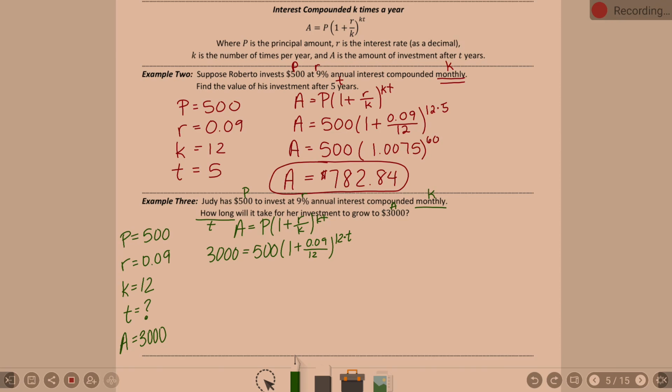Let's do a little bit of cleanup before we discuss how we're going to proceed. So 3,000 equals 500 times 1 plus that 0.09 divided by 12, which is 1.0075, and it's raised to the power of 12t. Thoughts here?